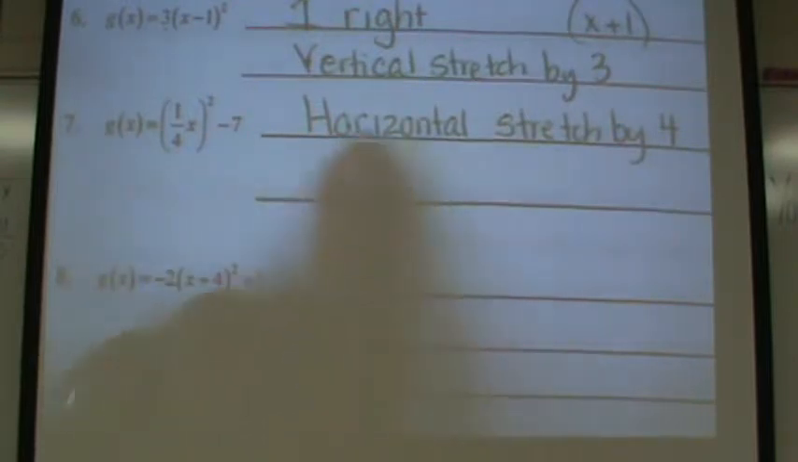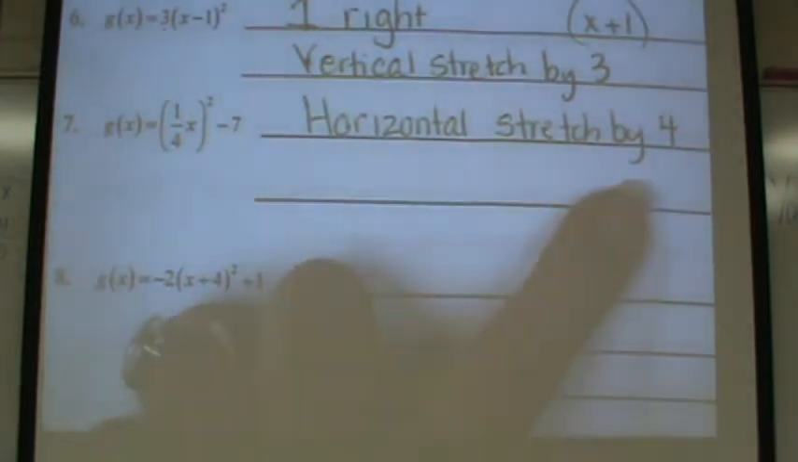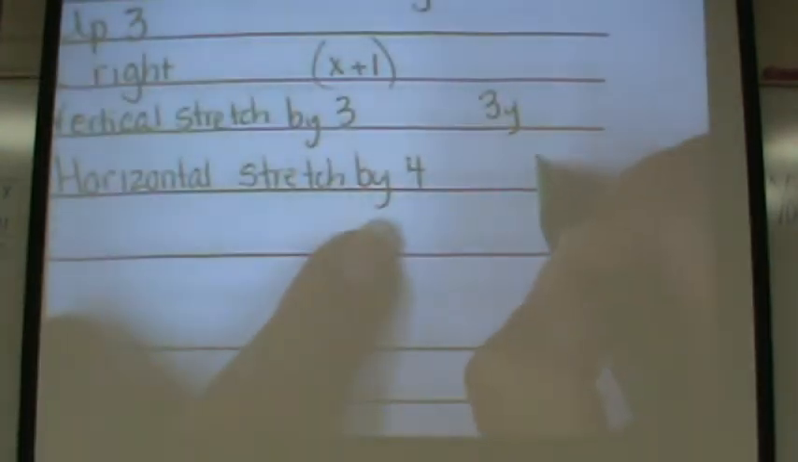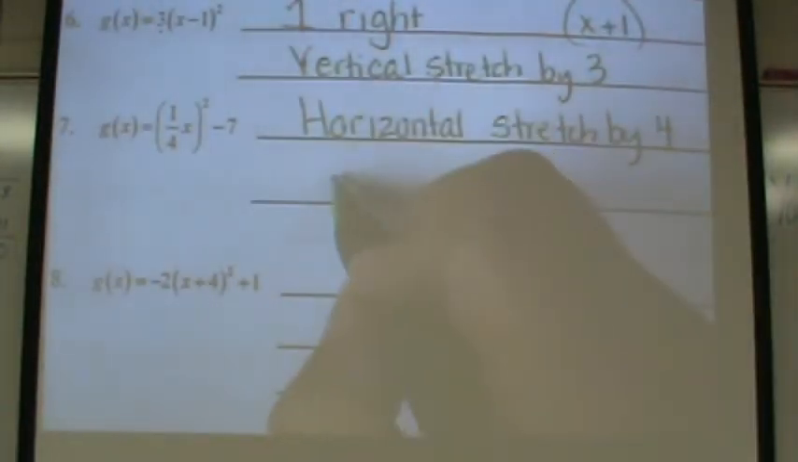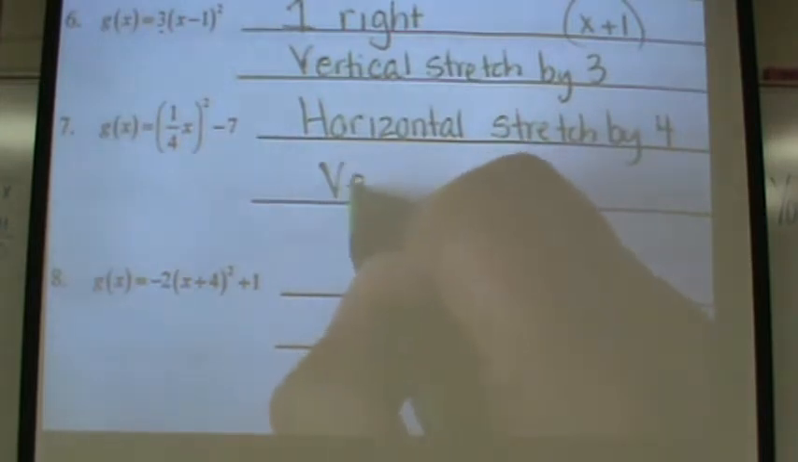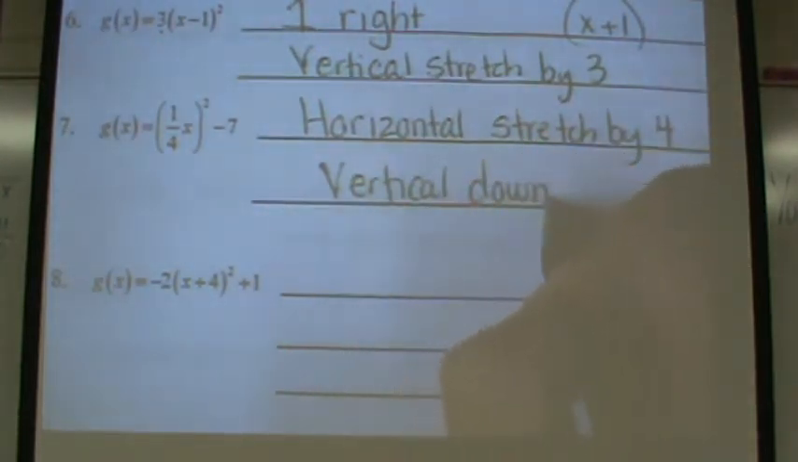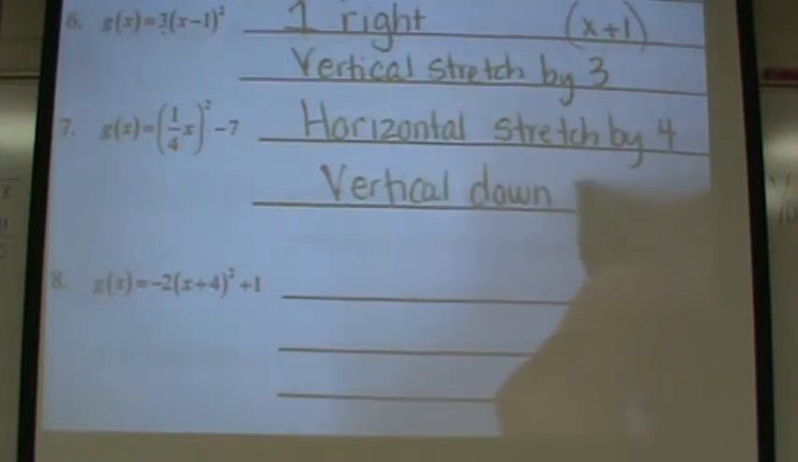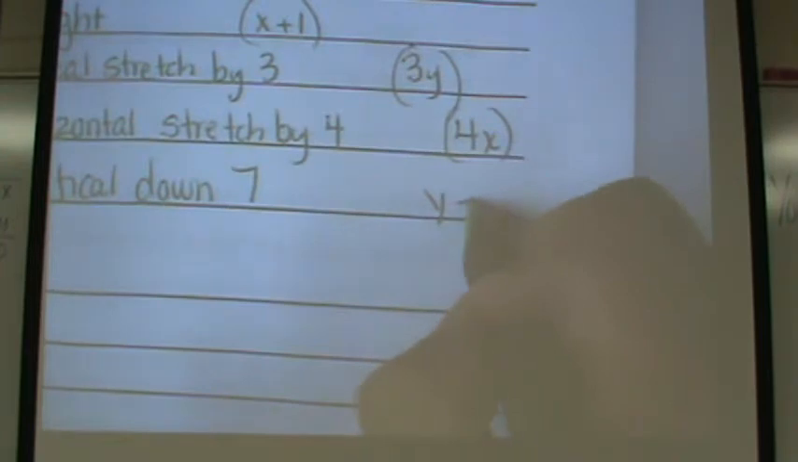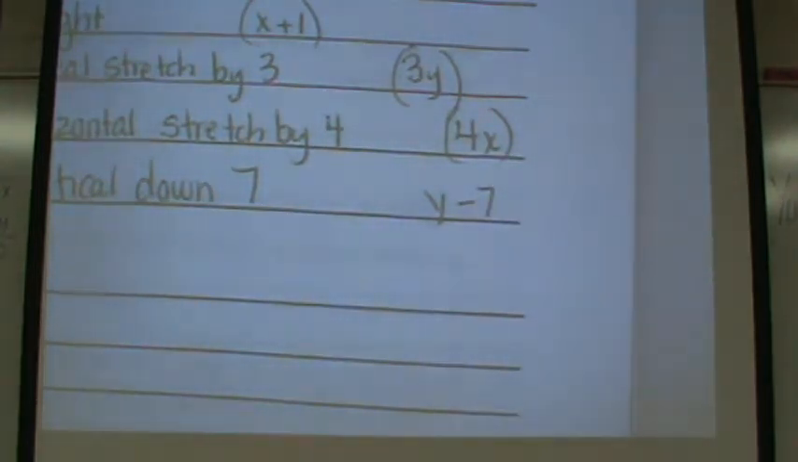And how would you mathematically do a horizontal stretch by 4? You multiply x by 4. Good, 4 times the x values. You got it. And what would the minus 7 do? Move it vertical down. Vertically down, and I'd be happy if you just said down 7. And this, you would take your y values and subtract 7. Take the y and minus 7.